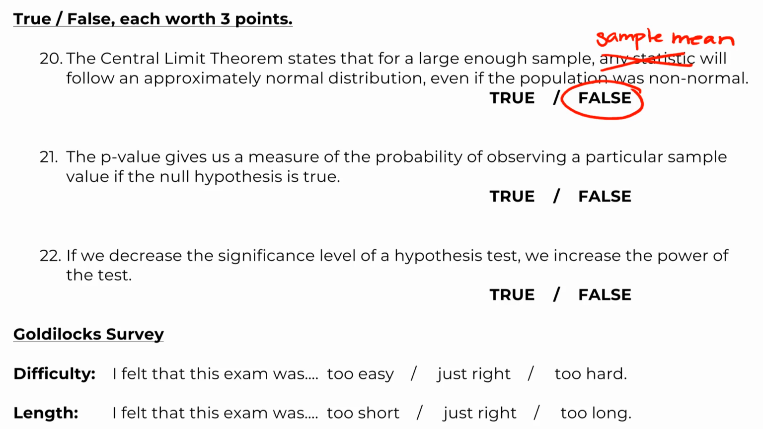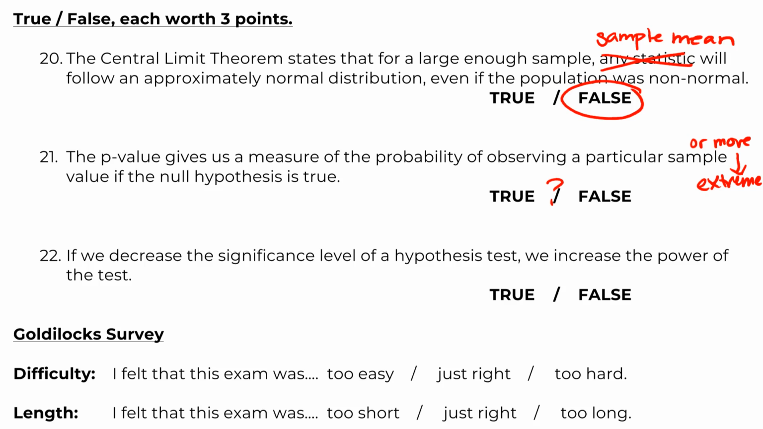21, p-value gives us a measure of the probability of observing a particular sample value if the null is true. Almost perfect. We needed that or more extreme. I think I meant to write that when I wrote this test. So I think I counted both or just threw this one out, but theoretically, it needed that extra little bit.